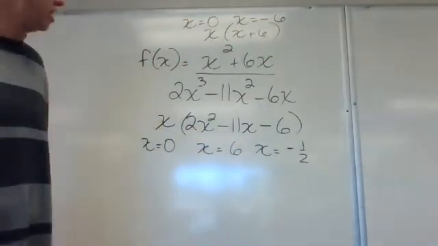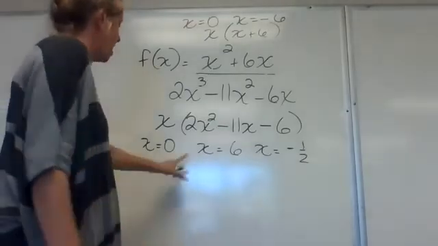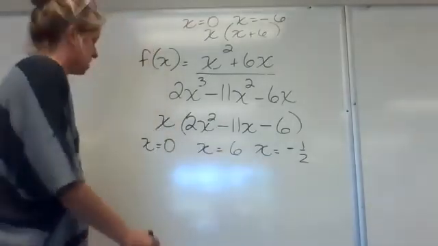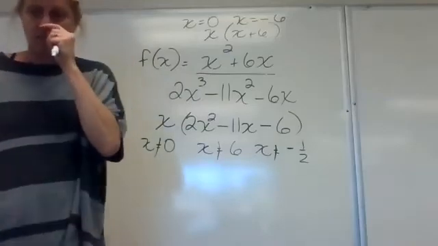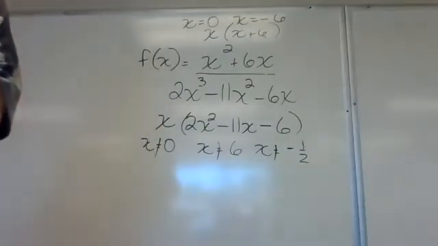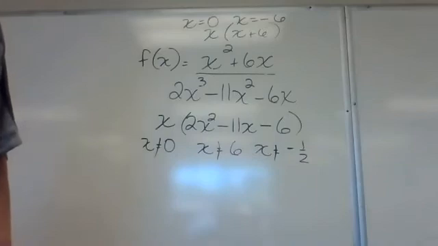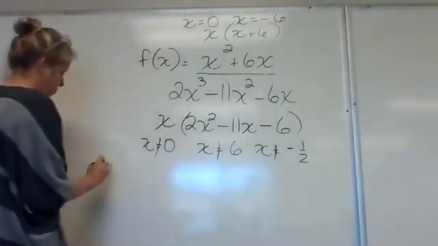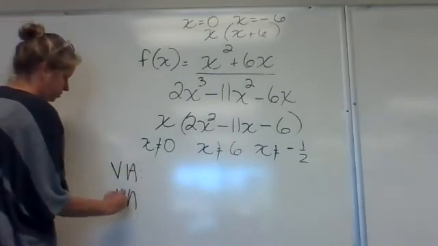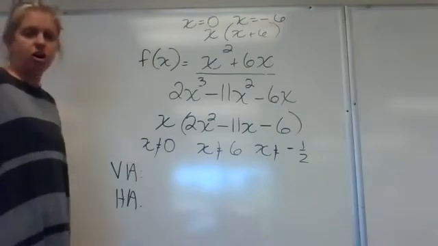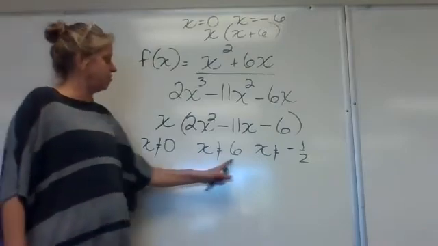Now, the domain on this one is multiple choice. The domain, you just need to leave all of those numbers out, right? X can't equal any of those numbers. This one kind of goes a different way. It goes vertical asymptote, horizontal asymptote. What are vertical asymptotes? Zeros of the denominator.